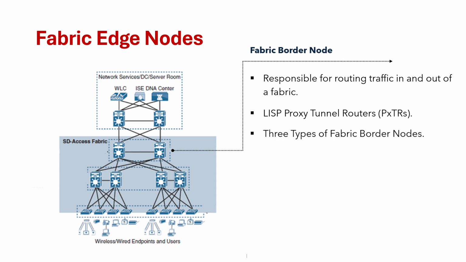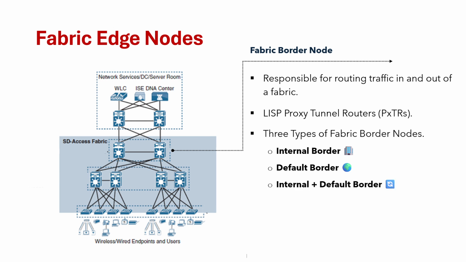There are three types of fabric border nodes. One is the internal border, which connects the fabric to known internal areas like data center, firewall, or WLC. Then there is the default border node, which connects the fabric to external networks such as the internet or public cloud. These default borders use a default route to reach unknown destinations. And then you can have an internal plus default border, which functions as both an internal and a default border and connects to both internal systems and external networks, handling all types of traffic. So that's about the fabric border node.